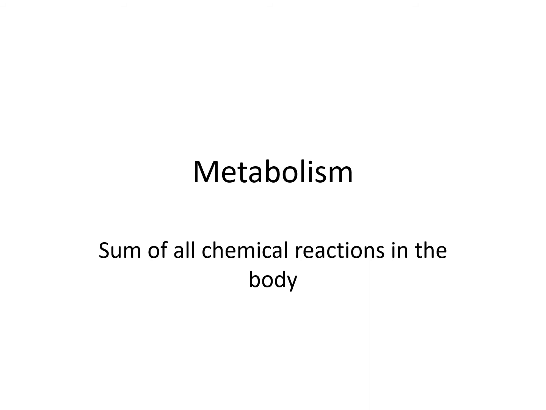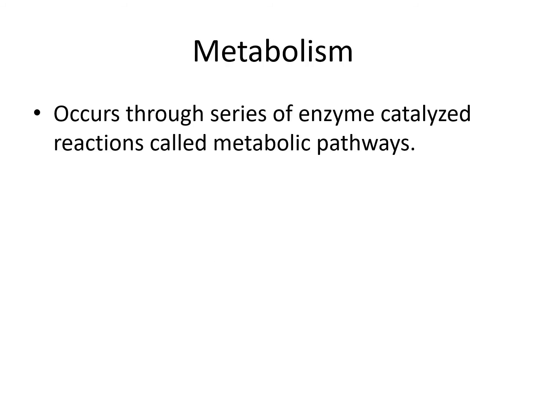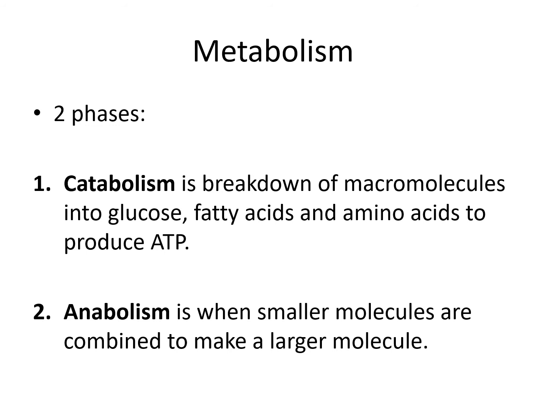Metabolism. Metabolism is the sum of all chemical reactions in the body. I think you learned this on lecture 1 of SCB 203. Okay. Now, metabolism occurs through a series of enzyme-catalyzed reactions called metabolic pathways. And you have many different metabolic pathways in our metabolism of the human body. But we can divide metabolism into 2 general types of reactions, which you probably learned in SCB 203. This is catabolism and anabolism.